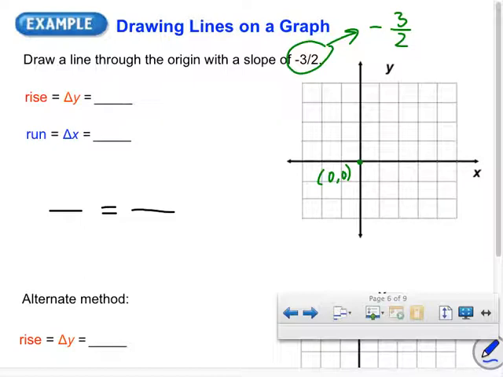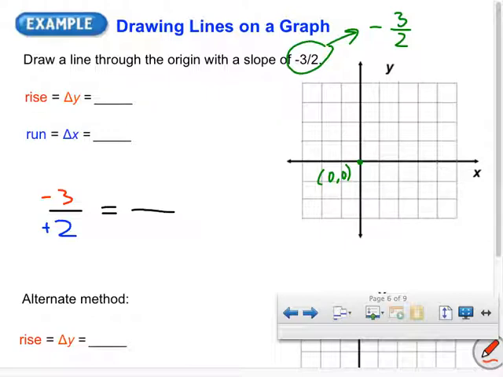The slope is negative 3/2, right? Remember the numerator is what? The rise. The denominator is the run. So what can I use for my run? 2. So if I use a positive 2, what does my numerator have to be? Negative 3. Because a negative 3 divided by a positive 2 gives me a negative fraction, right?